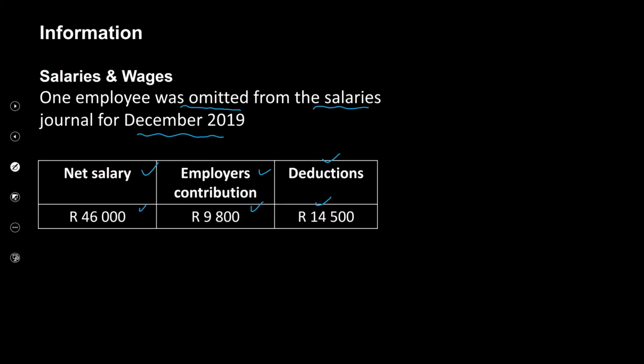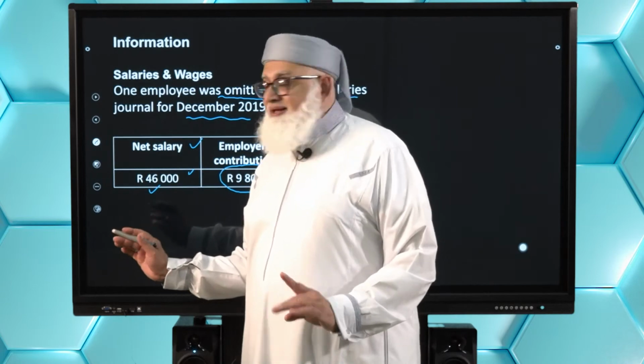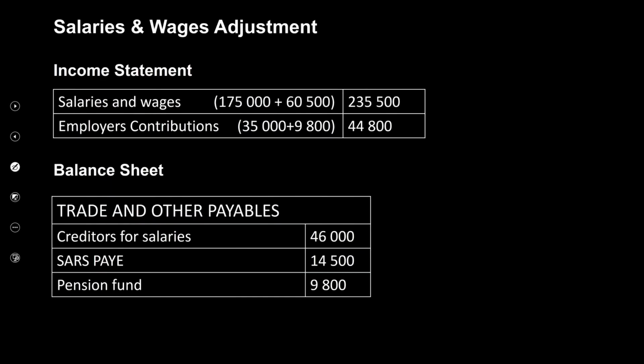How much do I owe? 46,000. Right? I owe my employee 46,000. I owe the deduction, which was for SARS PAYE, an amount of 14,500. Now, I also have employer's contribution. This is a separate expense because it's shown to you separately. And watch, this is how we go about doing the adjustments.